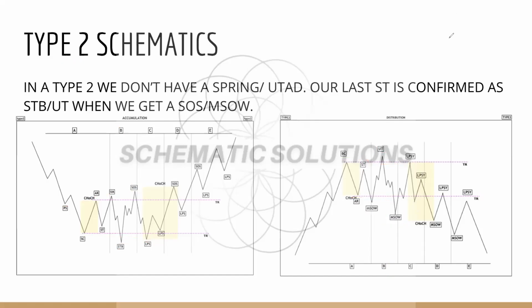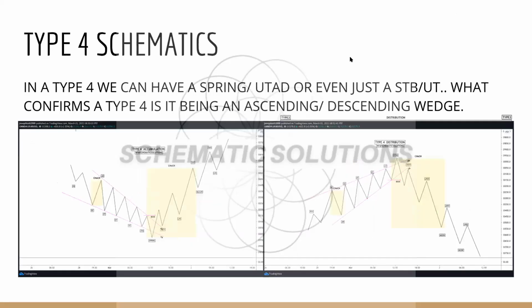So the difference between a type 1 and a type 2 is that in a type 1, there's a spring or a UTAD. In a type 2, there's not. Super simple. So now going to the next schematic that we look for, it is a type 4 schematic. The reason why we only focus on these 3 schematics is because they pretty much all look similar. All the events do similar things, but the type 4 is really the craziest looking.